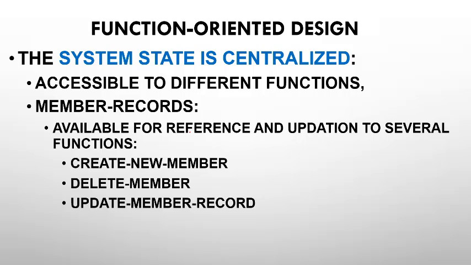In function-oriented design, the system state can be defined as the values of certain data items that determine the response of the system to a user action or external events. Member records, for example, and the set of books. A book may be borrowed by different users or be available for issue. It determines the state of the library automation system. Data in procedural programs usually have global scope and are shared by many modules. In a library management system, several functions share data structures such as member records for reference and updation, like create new member, delete member, update member records, etc.